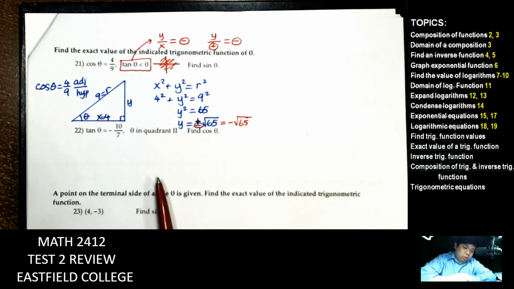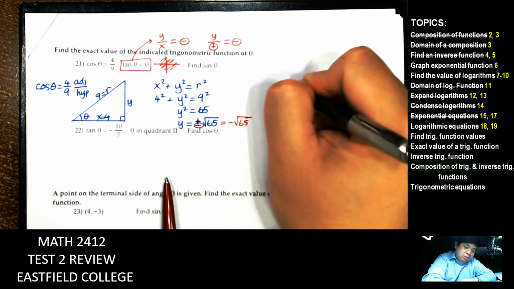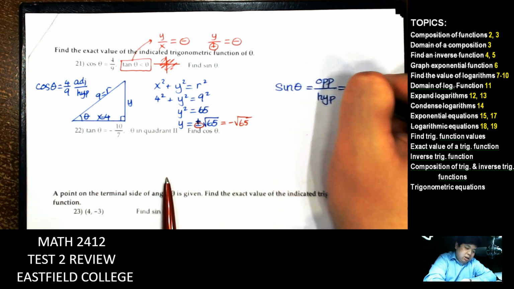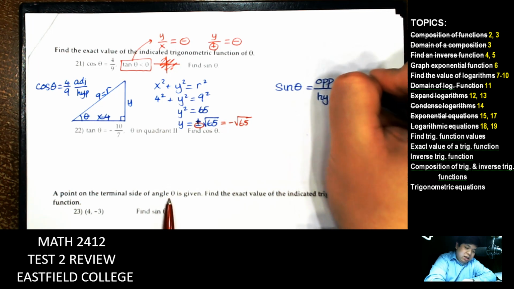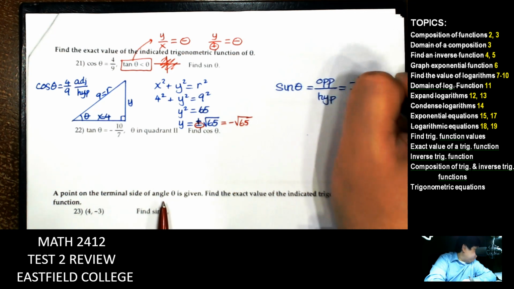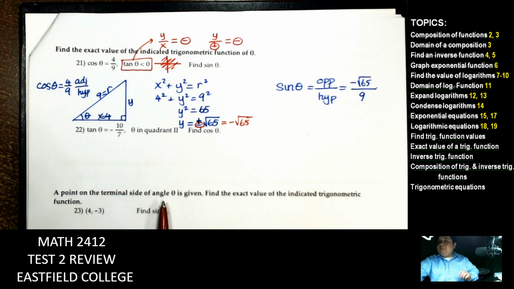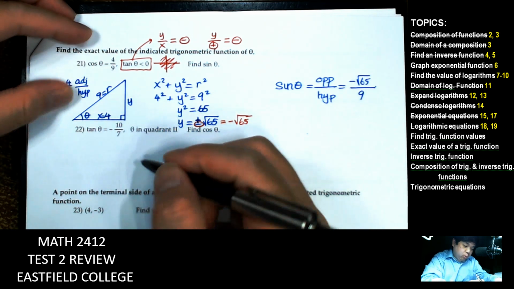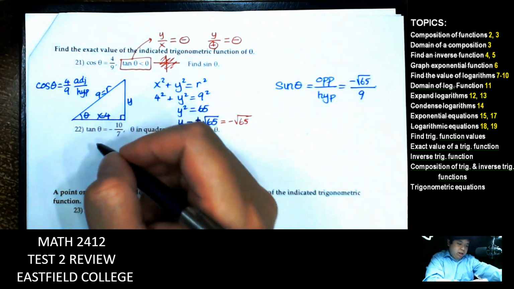And finally, our question answers for sine. Sine of theta is opposite over hypotenuse. Opposite is y, which is negative square root of 65. Hypotenuse is 9. Since we have a lot of this, actually I should just do one more then. So next, tangent of theta equal to y over x. So I will draw the triangle again.